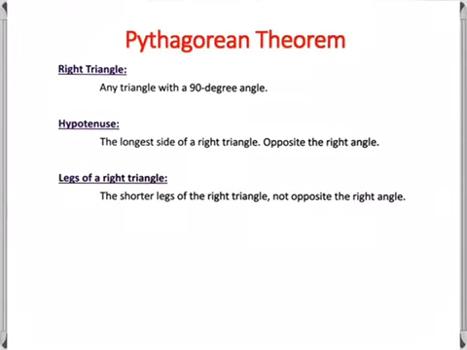Pythagorean theorem. A right triangle is any triangle with a 90-degree angle. The hypotenuse is the longest side of the right triangle, opposite the right angle. Legs of the right triangle are the shorter sides of the right triangle that are not opposite the right angle.